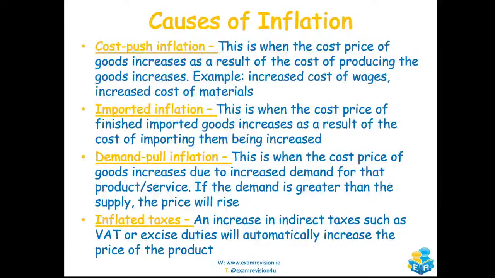And then finally, inflated taxes. So this is an increase in indirect taxes such as VAT or excise duties, automatically increasing the price of the product. Okay, so for example, say if we go with Cadbury's, and say there was an increase in VAT, well then Cadbury's have to increase their price straight away. Okay, because indirectly their price is just increased due to VAT increasing. Okay, so there are different reasons why inflation could take place.